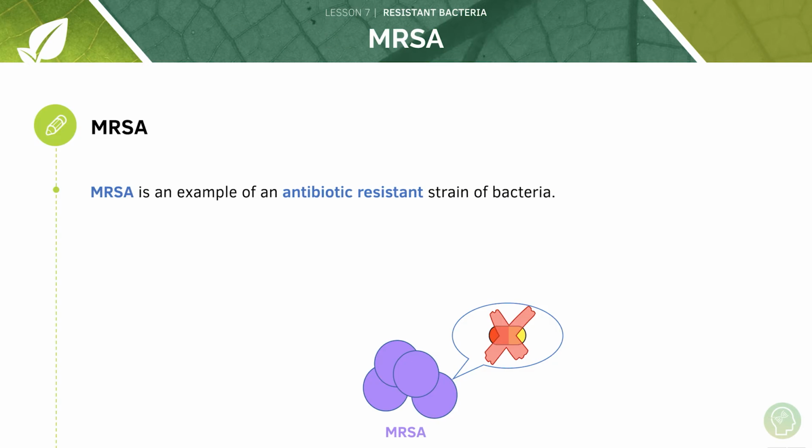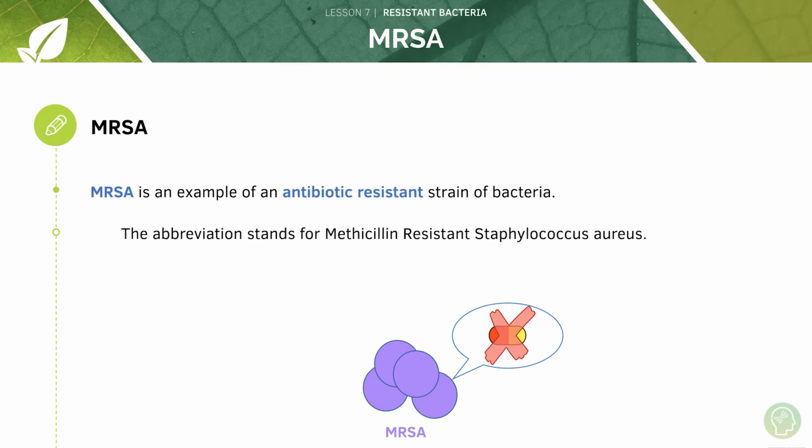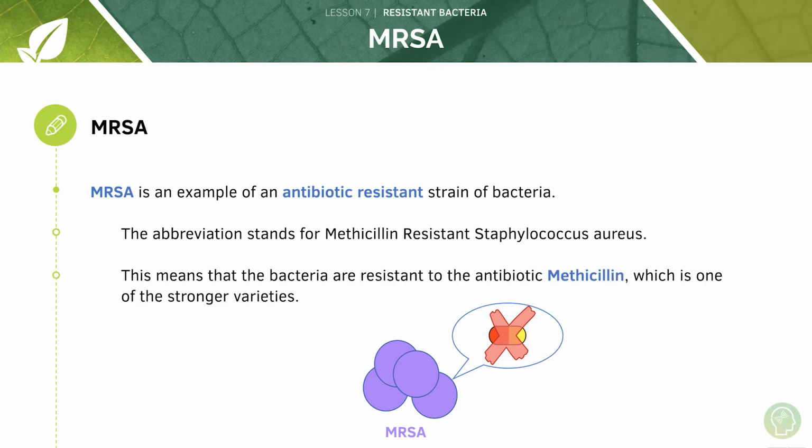So now let's have a look at MRSA. So MRSA stands for methicillin-resistant Staphylococcus aureus, and it's an example of an antibiotic-resistant strain of bacteria. So methicillin was a type of antibiotic, or it still is a type of antibiotic, and the Staphylococcus aureus bacteria developed resistance to the antibiotic methicillin.